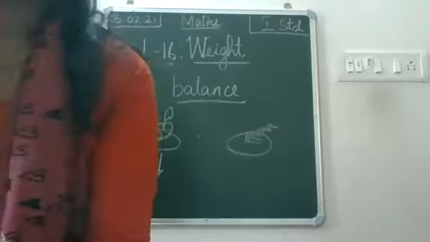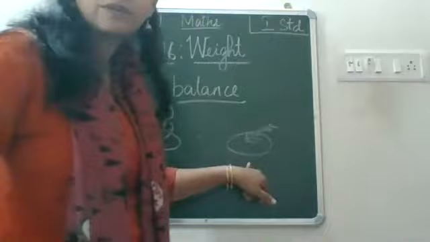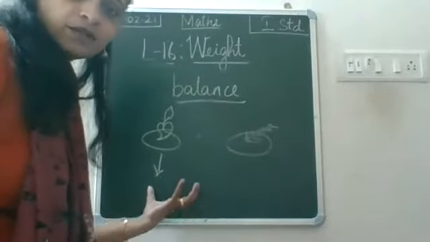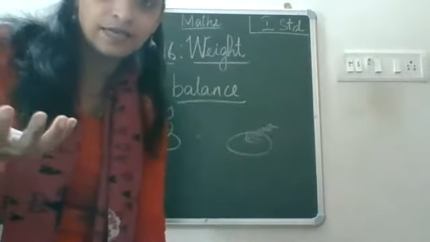Okay, so here now in these two, the pan with a mango and the pan with a feather, which pan is heavier? Mango. So what happens to this pan? It goes down. Okay, so remember, anything which is heavy always goes downwards.